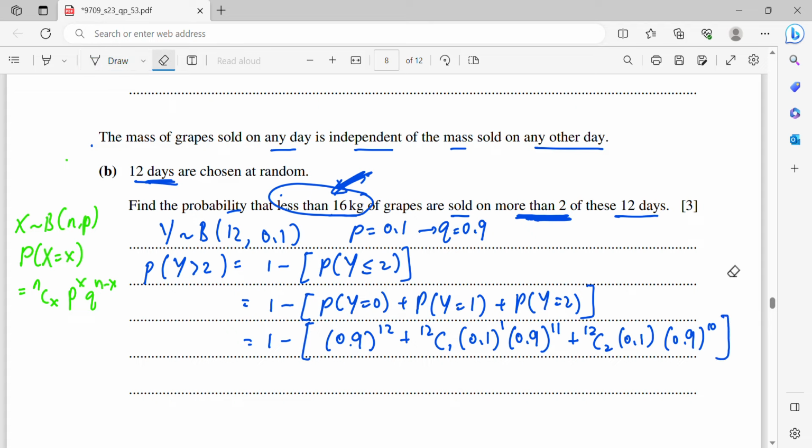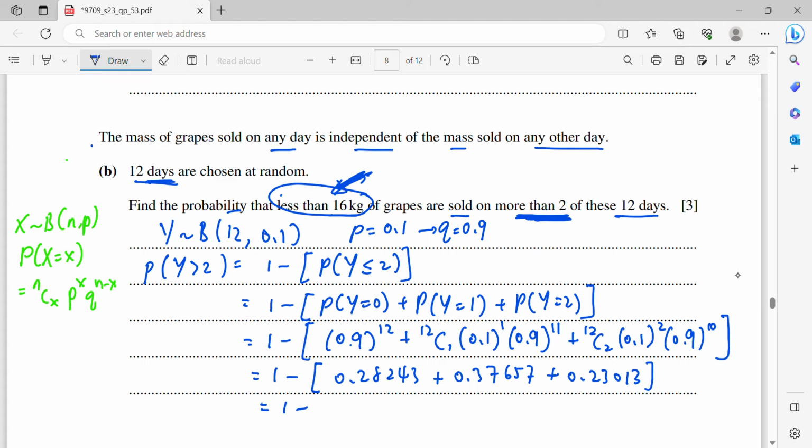So now you need to count all these values to get the final answer. So here will be 1 minus, if you count one by one, it will be 0.28243. Then the next one is 0.37657. And then the last one is 0.23013. So it will be 1 minus, I just direct count now. I don't want to get the total of the brackets. Then it will be 0.111, correct to 3 significant figures.